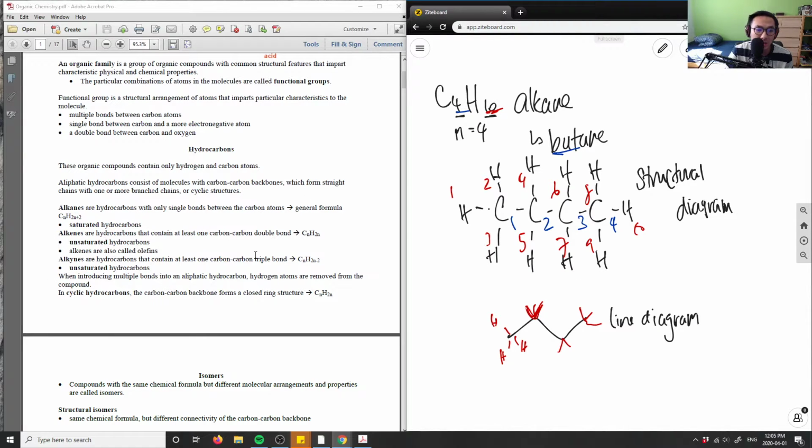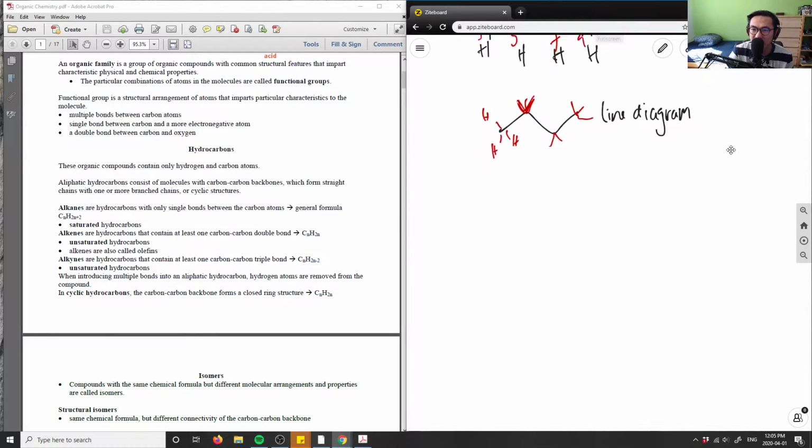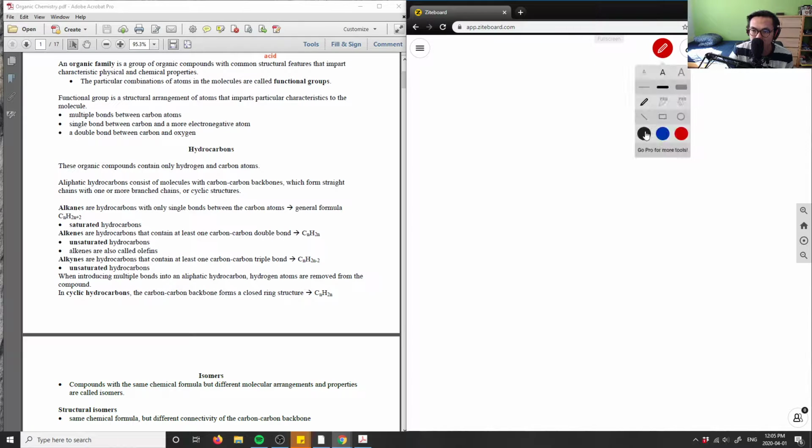Again, this is an example of an alkane. We have alkenes and alkynes as well. And I don't know if I did an example of alkynes, so I'll do one of those really quickly. What about, let's do pent-3-yne. How would you draw that, or how would you do that?